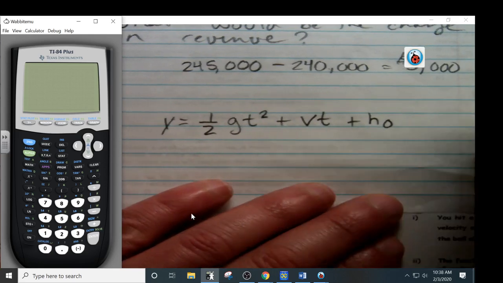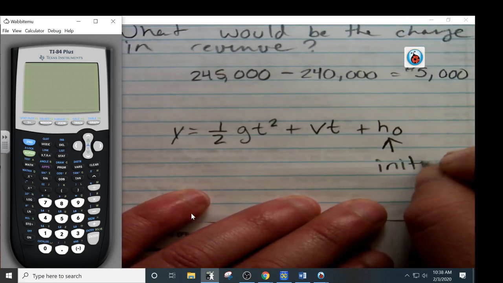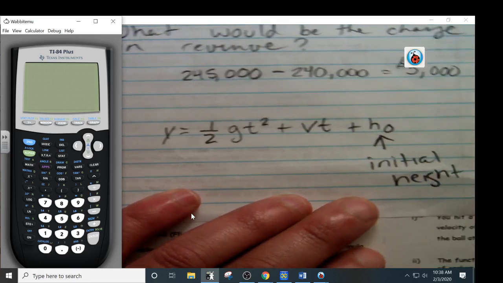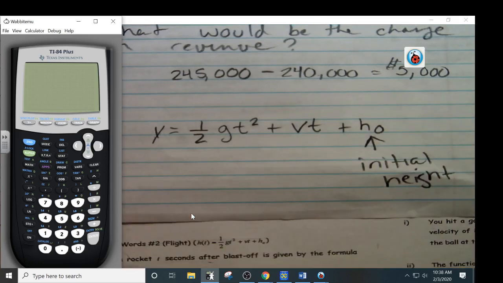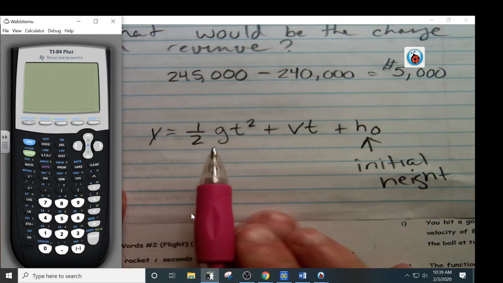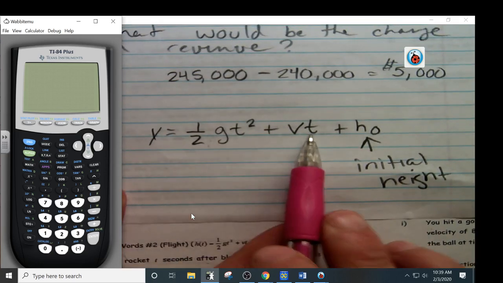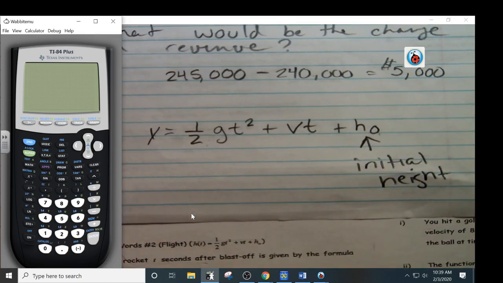All right, now, guys, this means initial height or starting height. Okay, that's what that means. H of O. So, guys, anytime you have a C value, remember this is your quadratic term, linear term, constant term. Your constant term tells you at what height it starts at. Okay.